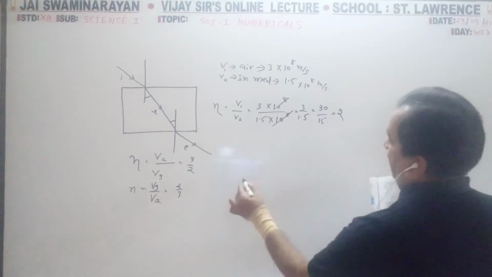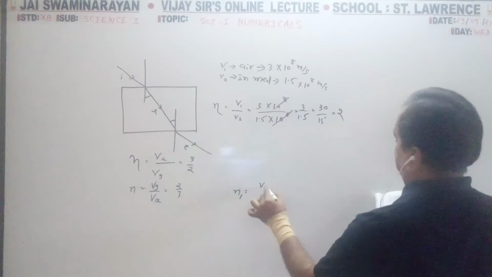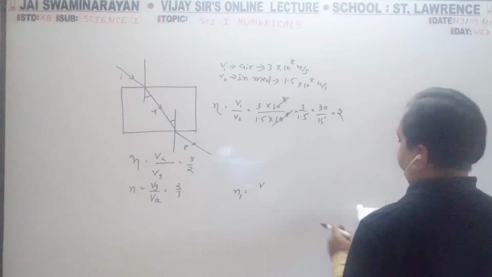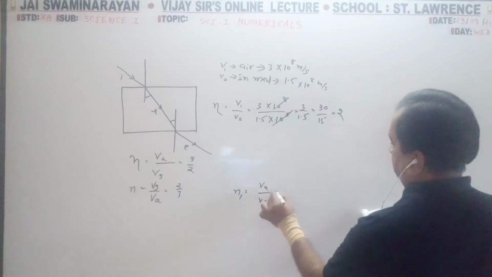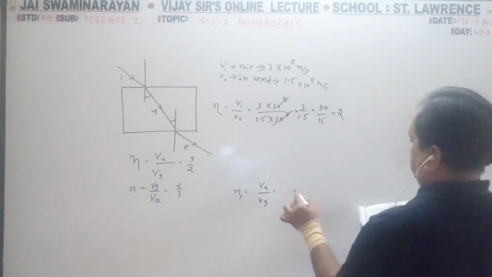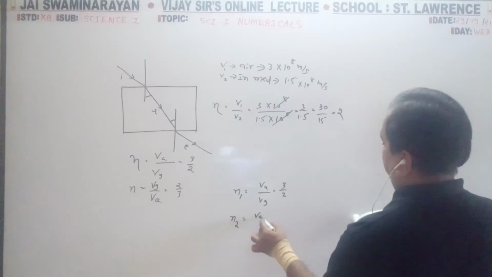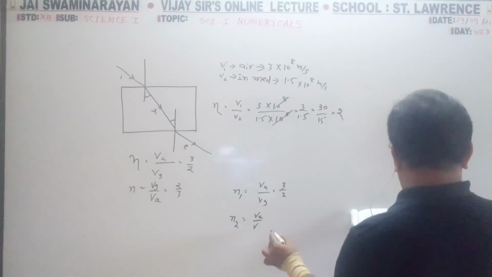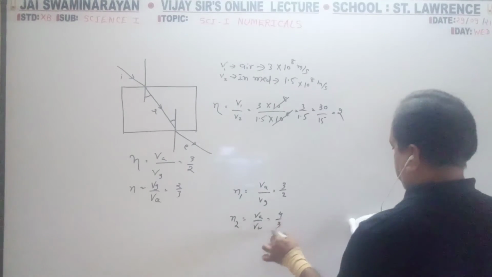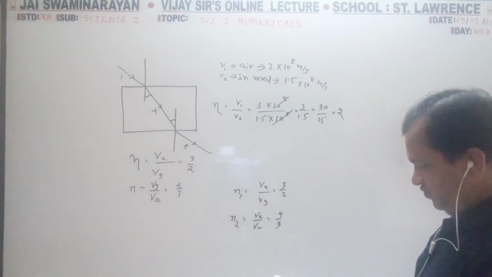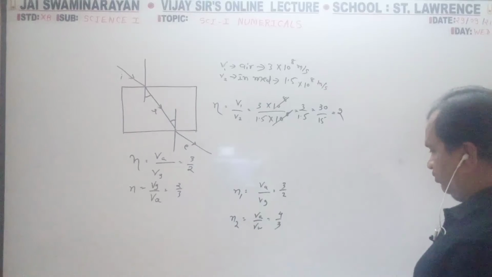Refractive index of glass means velocity in air over velocity in glass, that is 3 by 2. Refractive index 2 is given as velocity in air over velocity in water, 4 by 3. Now we have to find the refractive index of glass with respect to water.